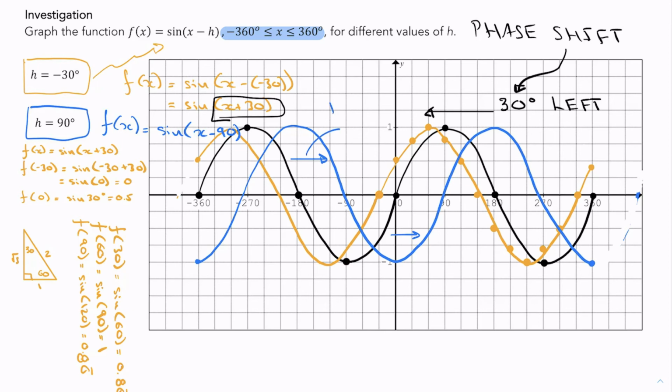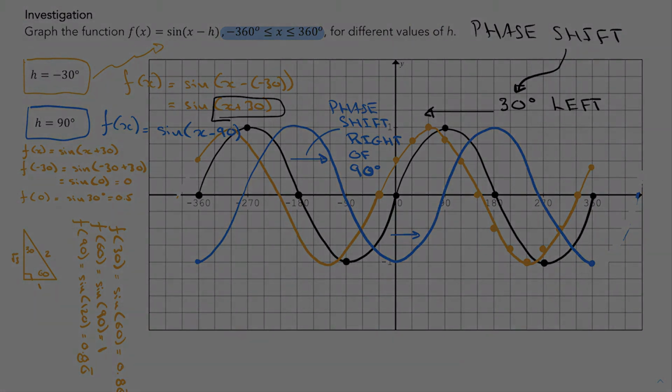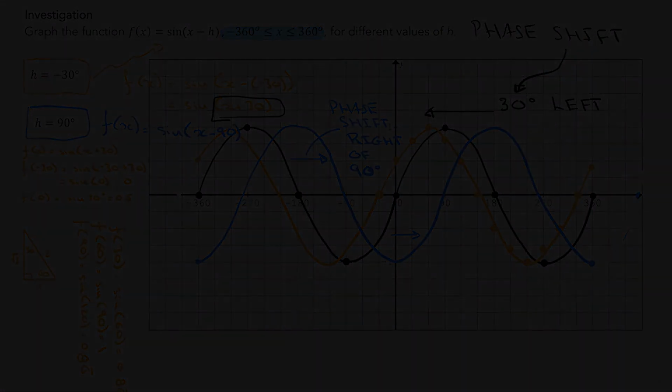We have a phase shift right of 90 degrees. Okay, so there you have a phase shift for the sine graph, both left and right. Again, it's kind of counterintuitive, but you keep that distinction in your back pocket, and you should have no problem when it comes to graphing with a phase shift.